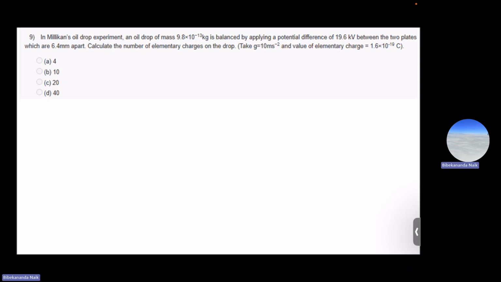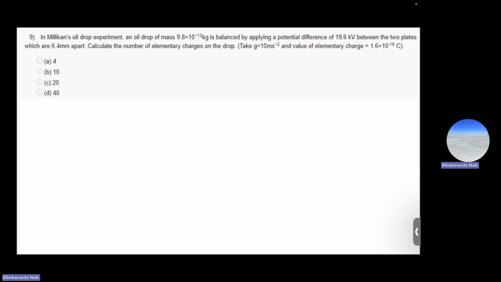So this is related to Millikan's oil drop experiment. So what is Millikan's oil drop experiment? Through Millikan's oil drop experiment, it was concluded that the electric charge is quantized, like it is a multiple of the charge of an electron. So basically we discovered the charge of an electron, and that again led to the concept that electrical charge is quantized. So how does the experiment work?